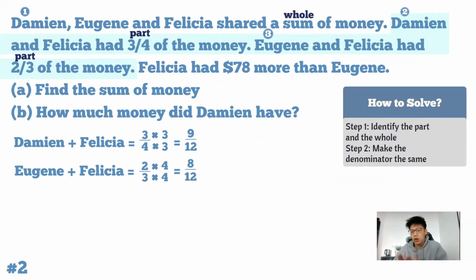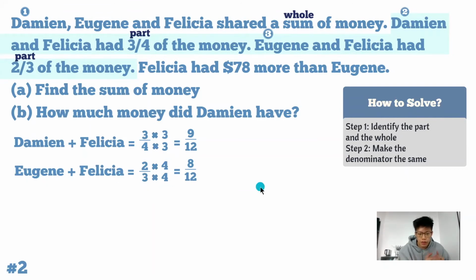Now, because this is a part whole relationship, I have identified my part and I have identified my whole. I know what I want to do is make the denominator the same. So you can see over here, D plus F, Damien plus Felicia, 3 over 4, Eugene plus Felicia, 2 over 3.